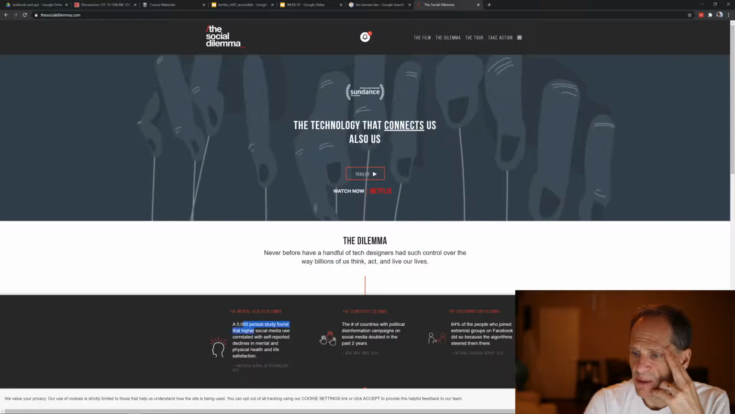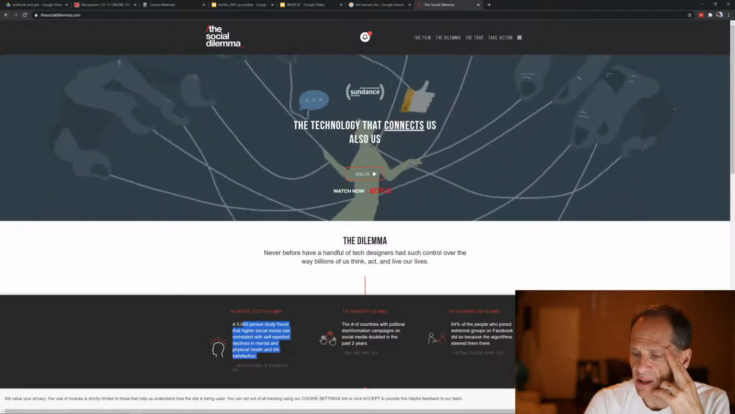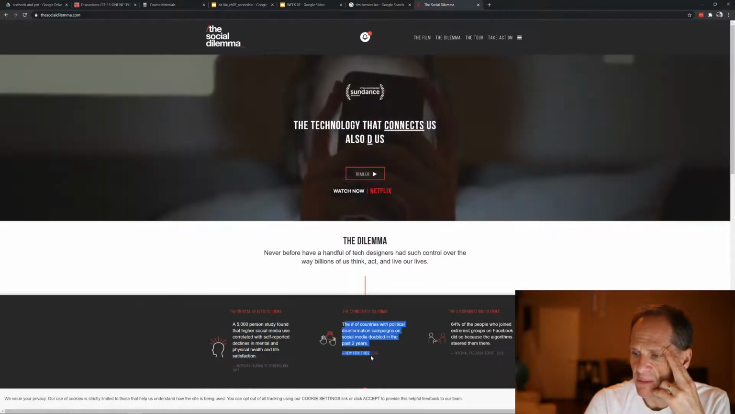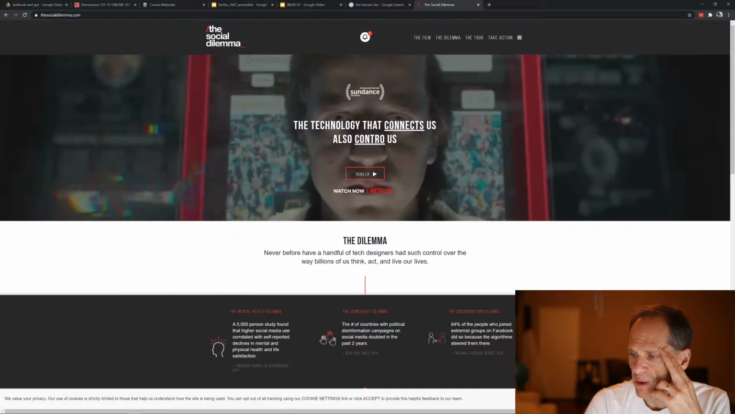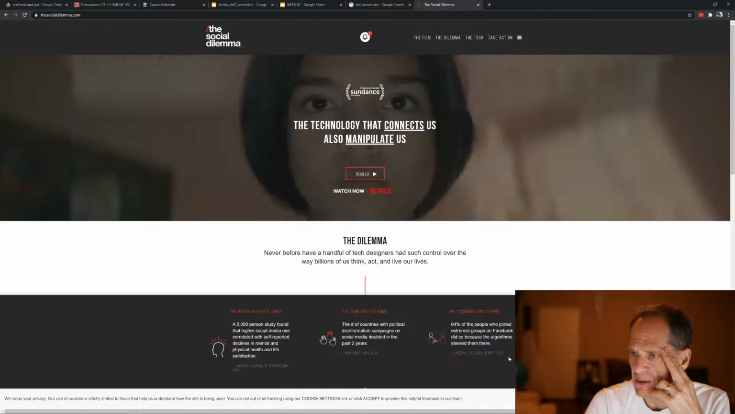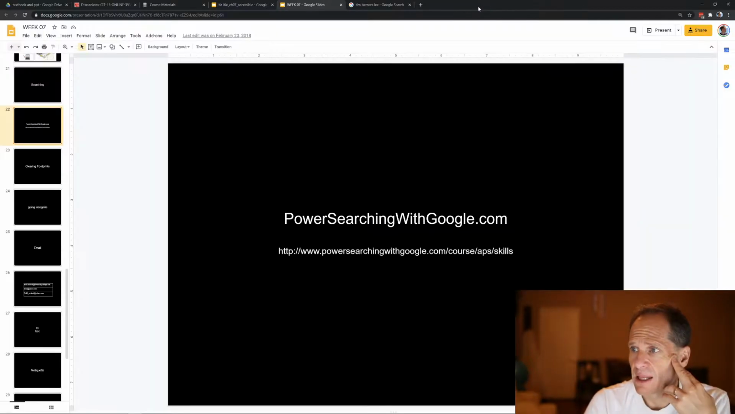A 5,000 person study found that higher social media use correlated with self-reported declines in mental and physical health and life satisfaction. The number of countries with political disinformation campaigns on social media doubled in the past 2 years. 64% of people who joined extremist groups on Facebook did so because the algorithm steered them there. So there are some pretty interesting things that we can start to learn about from that movie.